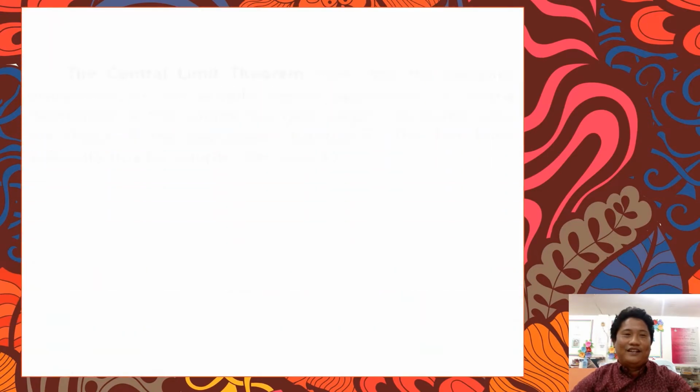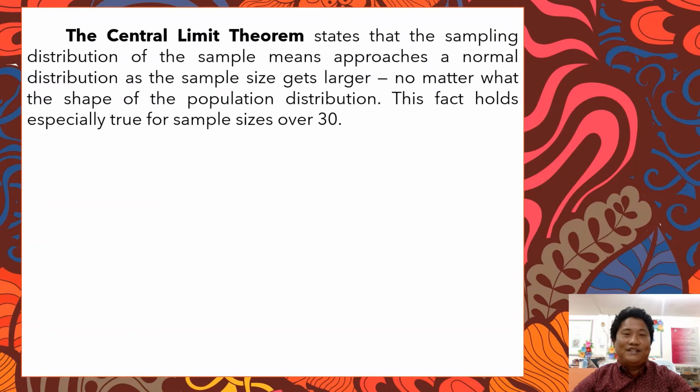And now let's discuss the central limit theorem. The central limit theorem states that the sampling distribution of the sample means approaches a normal distribution as the sample size gets larger, no matter what the shape of the population distribution. This fact holds especially true for sample sizes over 30. A sample size is small if its number of samples is less than 30. A sample is large if its sample size is over 30. So the central limit theorem holds especially true for sample sizes over 30, or large samples.